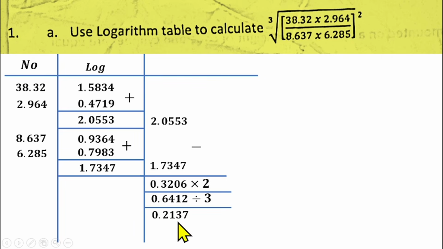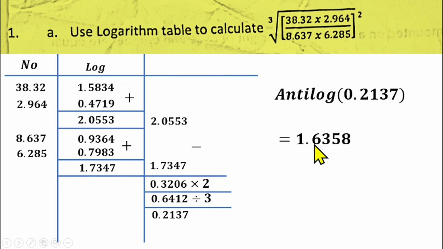Then you can now find the antilog of this. To find the antilog, the first thing to write is 0 point. After writing 0 point, you go to your antilog table, check 21 under 3 difference 7. Whatever you get, you write after the 0 point. Then you go to your characteristic and add 1 to it. So now we move the decimal point 1 time. That should give us 1.6358 as the value of this number when you simplify using the log table. So that's for question number 1A.